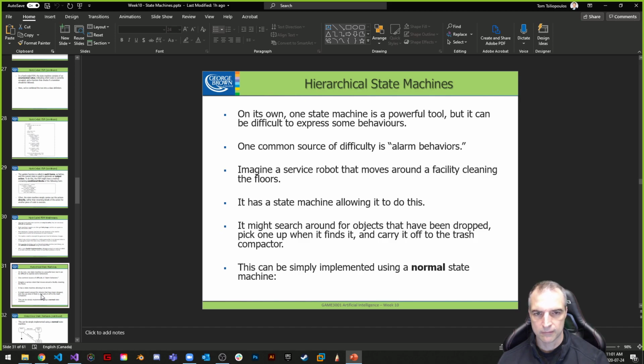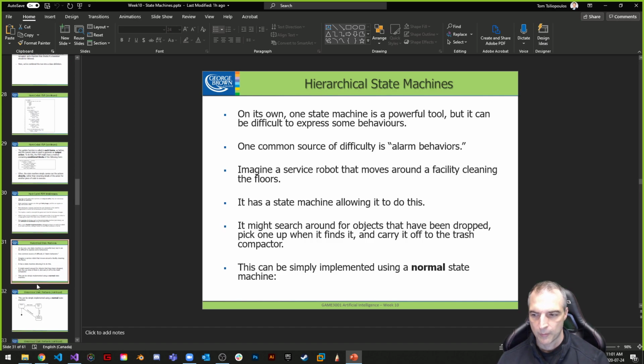So again, for simple finite state machines, it's okay to write the things that we've written so far. But sometimes you have things like alarm behaviors, and these alarm behaviors can trigger other finite state machines to come into play. So here's an example.